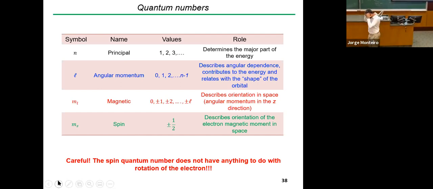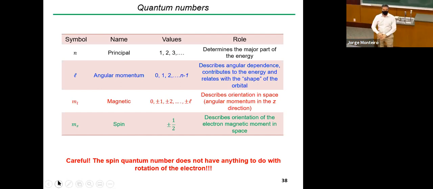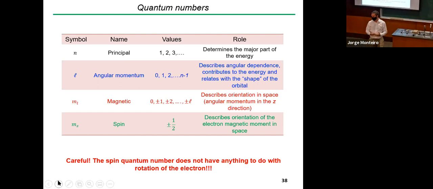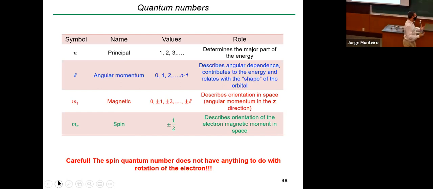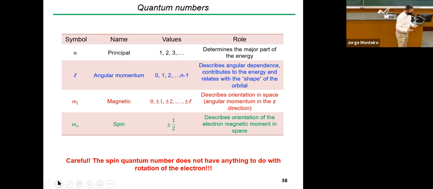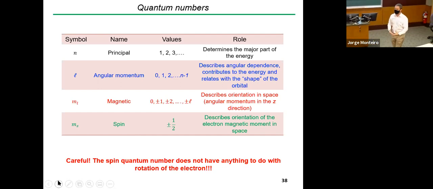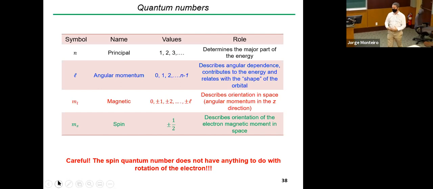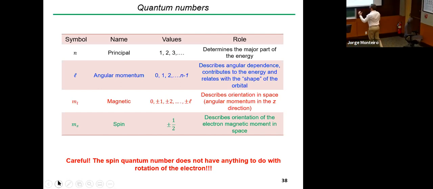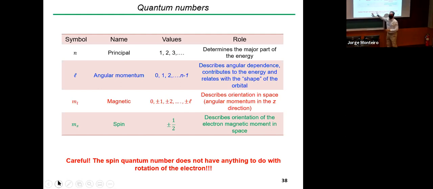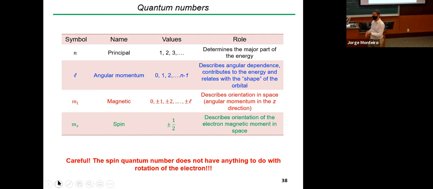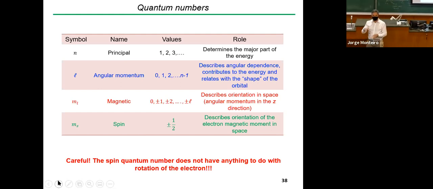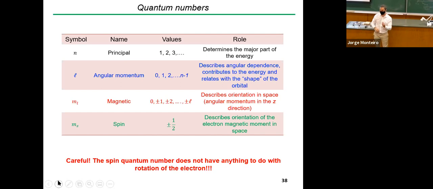The biggest confusion when we talk about spin is that people think of the electron spinning. If something doesn't have mass, it cannot spin. The spin quantum number is just a number needed to solve the Schrodinger equation. No two electrons can have the same set of quantum numbers, so we need ms to differentiate two electrons that are in the same orbital.